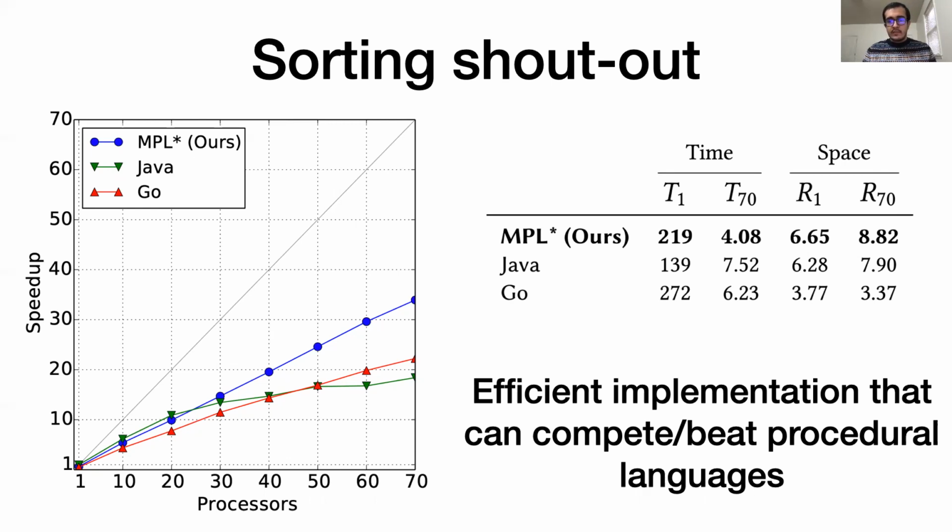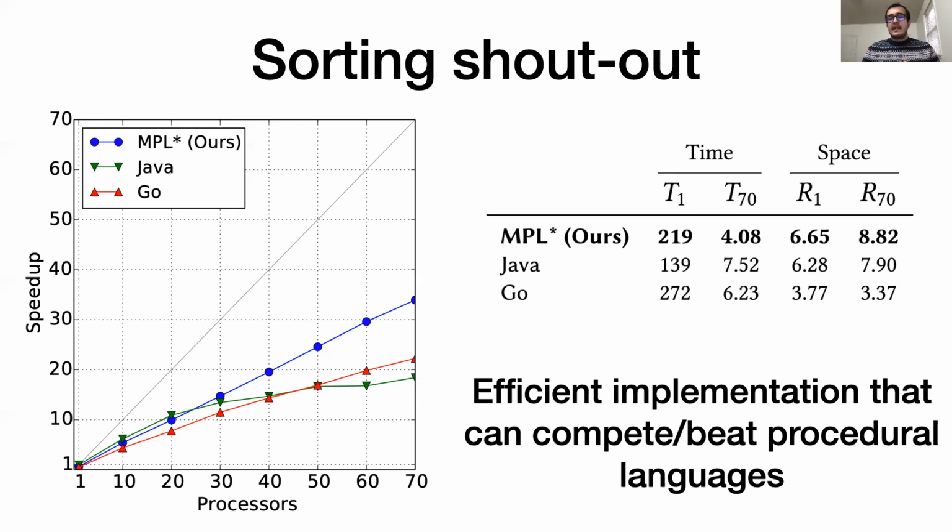On single core times, T1, Java is the fastest at 139. And on multi-core time, which is T70, 70 cores, our implementation is faster by a wide margin at 4 seconds. Now, if you take a look at the space numbers, R1 and R70, Maple and Java use approximately similar space. They have similar performance. Go uses half as much space.